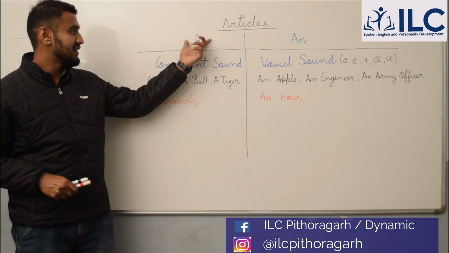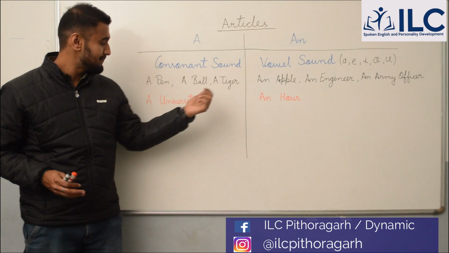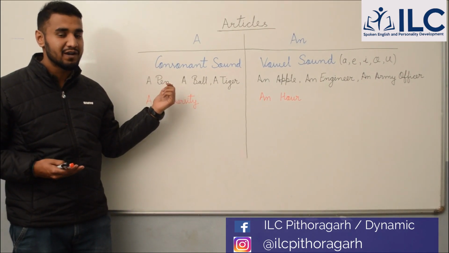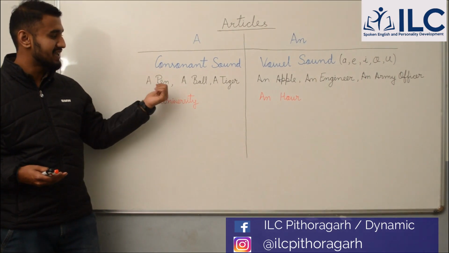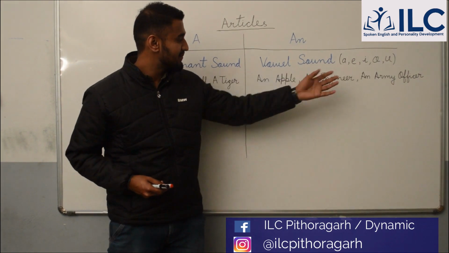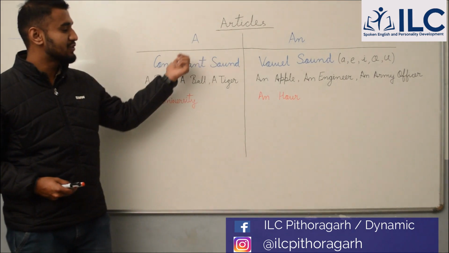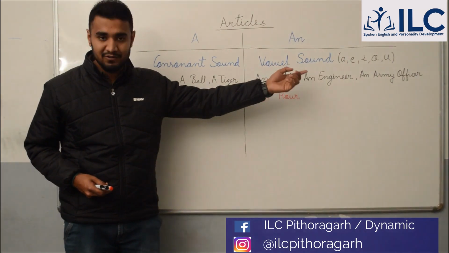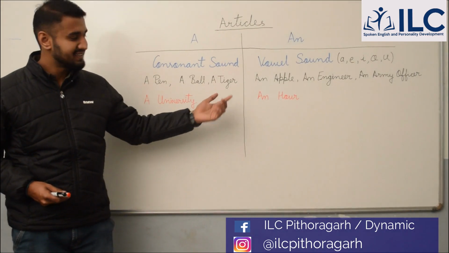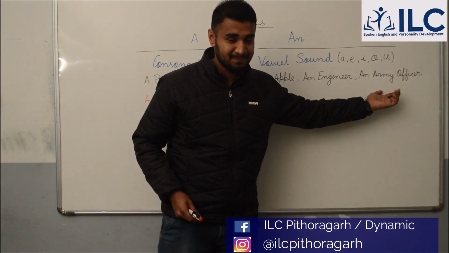We use a when we have words which have consonant sounds. For example, a pen. So the sound, it has to be a consonant sound, p. So then we use a. And we use an when we have got vowel sounds, like an apple. So we use a with consonant sounds, we use an with vowel sounds. Some examples are a pen, a ball, a tiger, and an apple, an engineer, and an army officer.